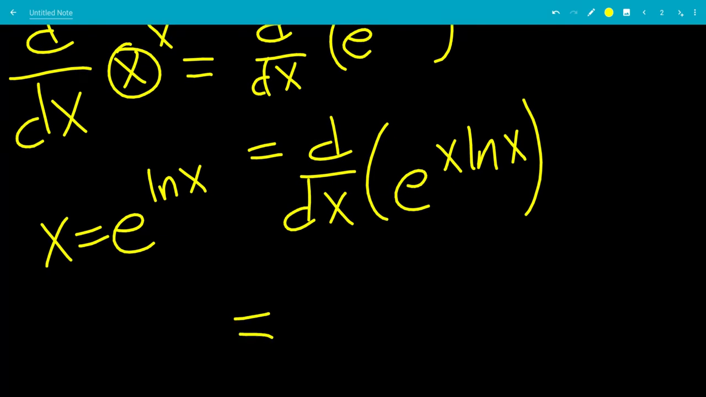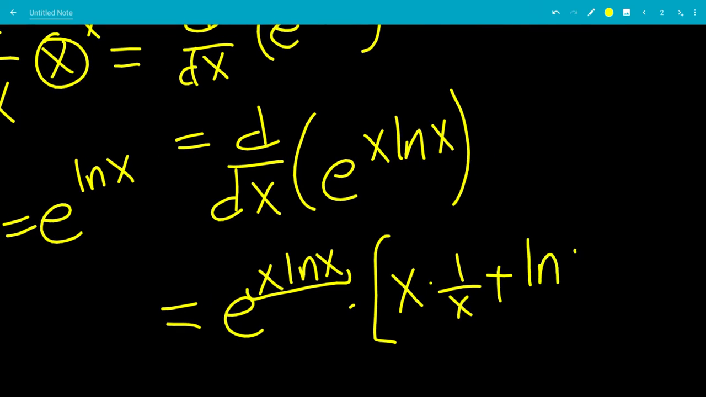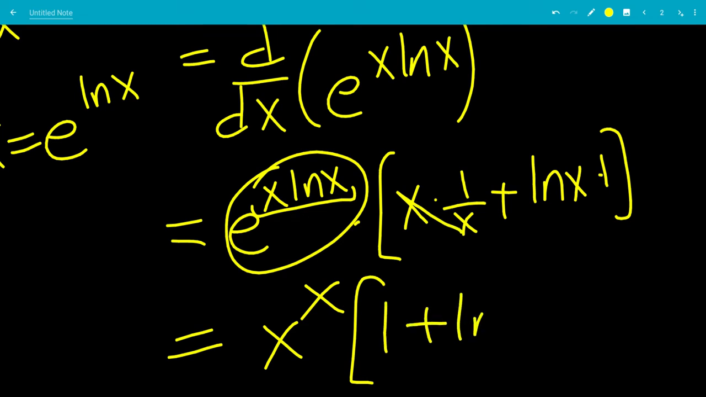And we all know the derivative of e to the something is e to the something, so that's e to the x ln x times the derivative of the inside with respect to x. So this will be a product rule, so we do the first times the derivative of the second. The derivative of ln x is 1 over x. So we do the second, ln x, times the derivative of the first, so the derivative of x with respect to x, just 1. Okay, what is this? This is x to the x, because that's rewritten, all multiplied by x over x will cancel, leaving us with 1 plus ln x. So that will be the derivative of x to the x.